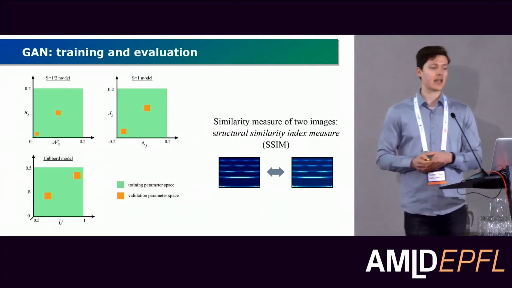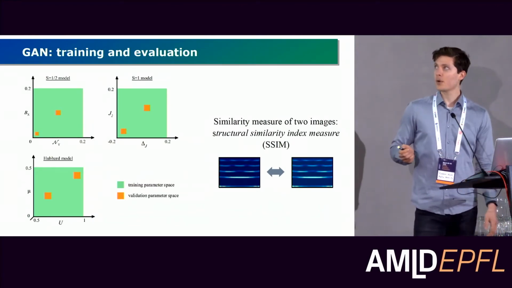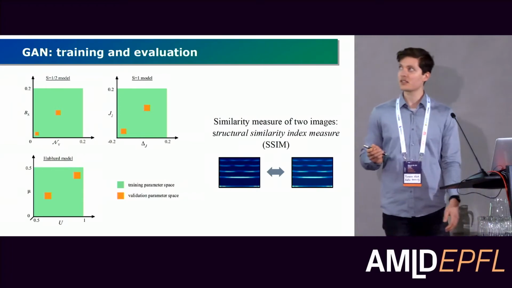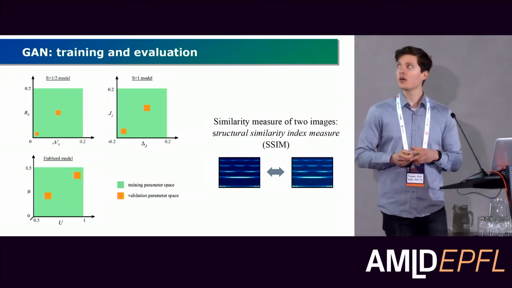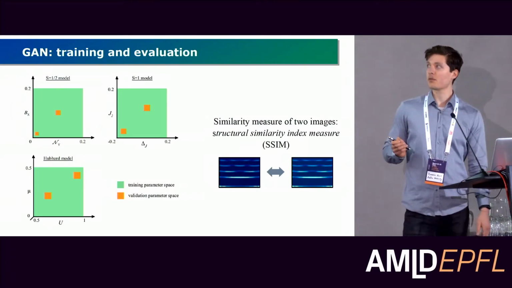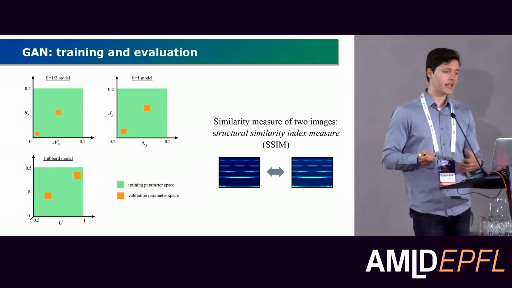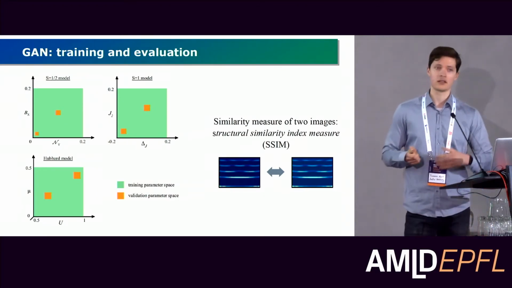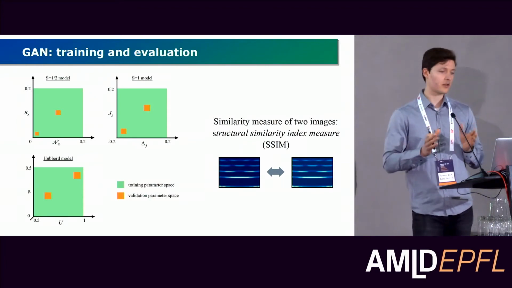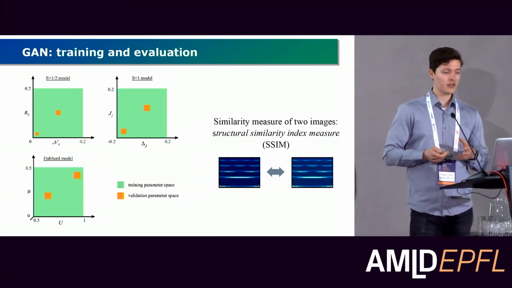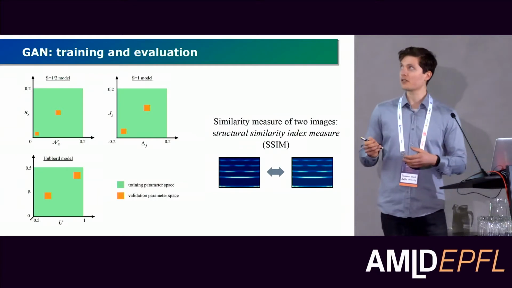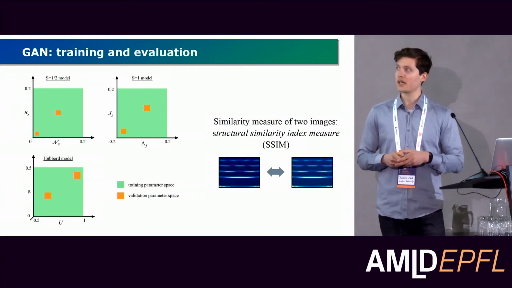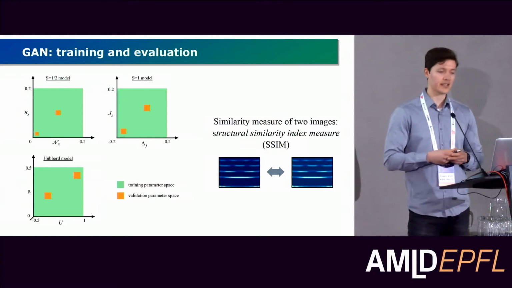For the training and evaluation, we consider basically three systems. The spin-1/2 model I've already shown. We also consider the spin-1 model and the Hubbard model. What you see here on the x and y axis is always the parameter space for the conditional parameters. For the training validation, we just cut out some parts of the parameter space in order to validate our system later.